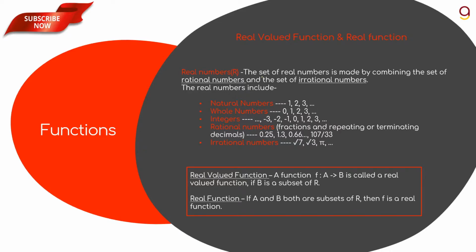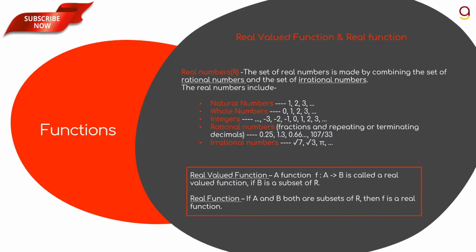The set of real numbers is made by combining the set of rational numbers and the set of irrational numbers. So we can say that the real numbers include the natural numbers, the whole numbers, integers, rational numbers and irrational numbers. Now let's see what are real valued functions.